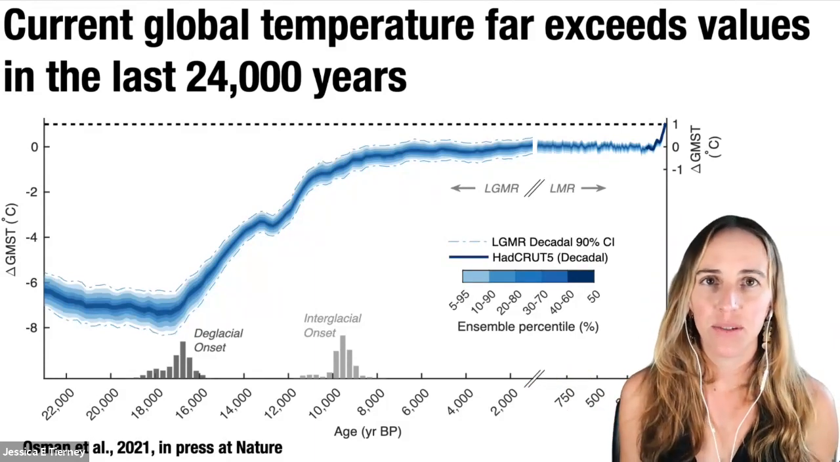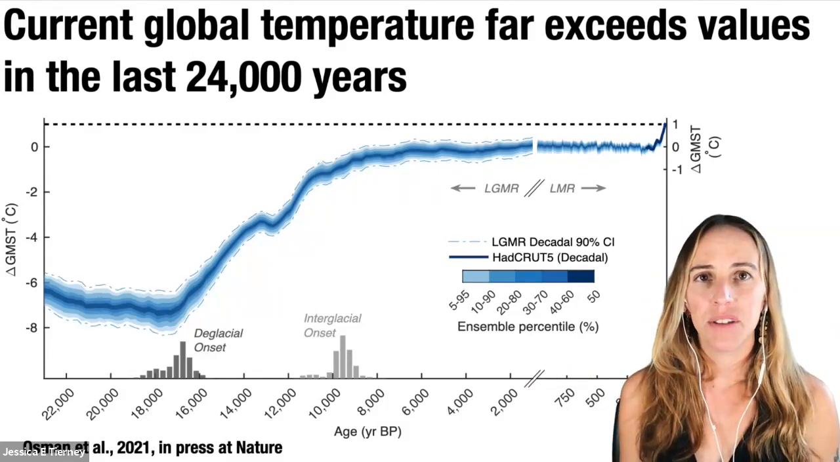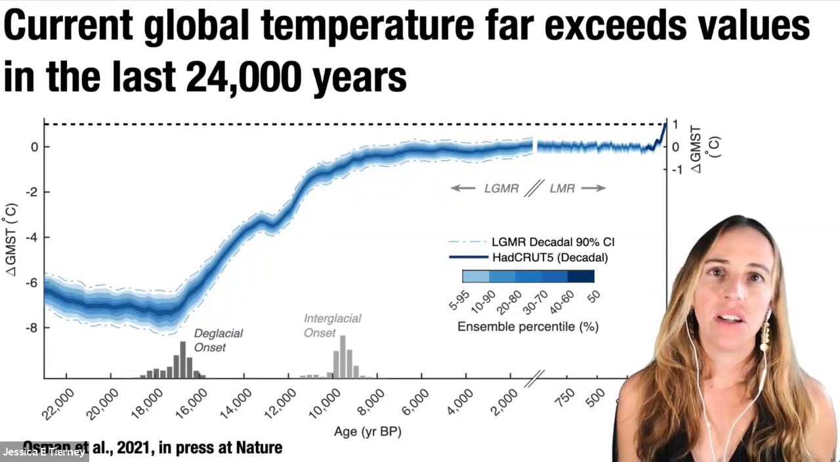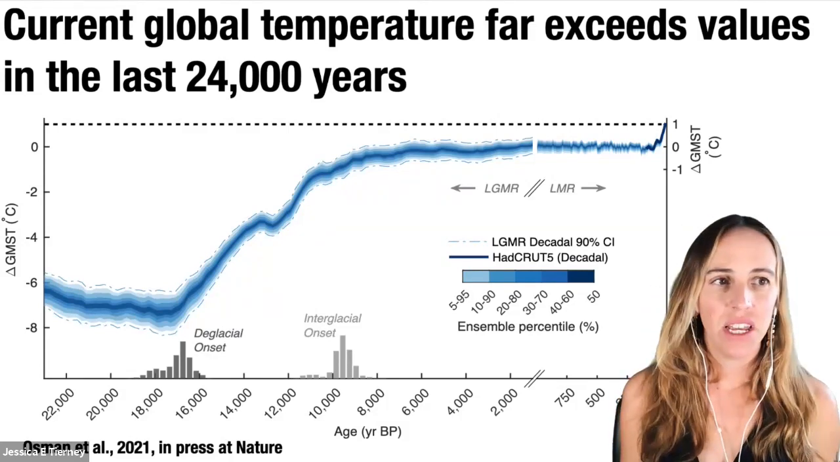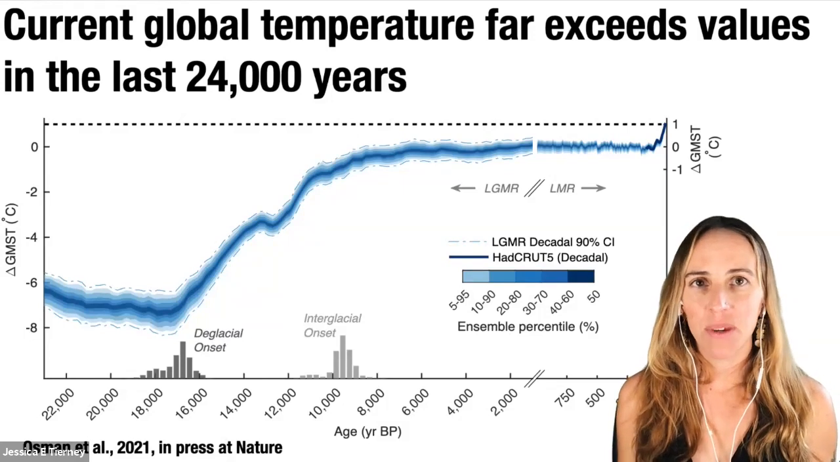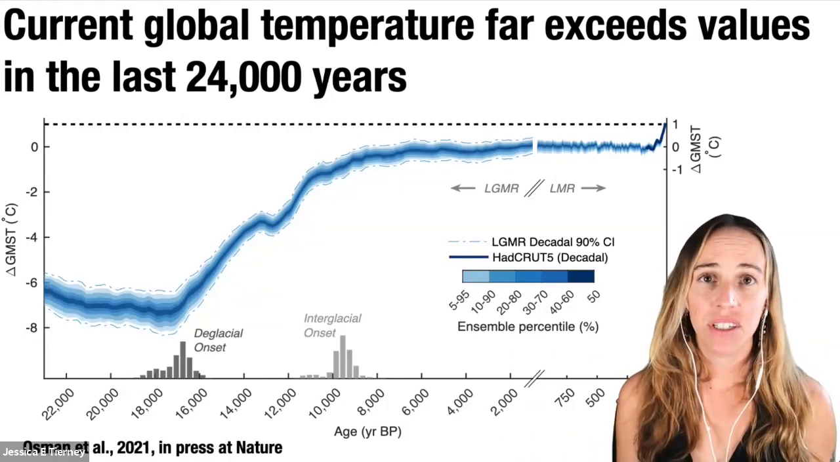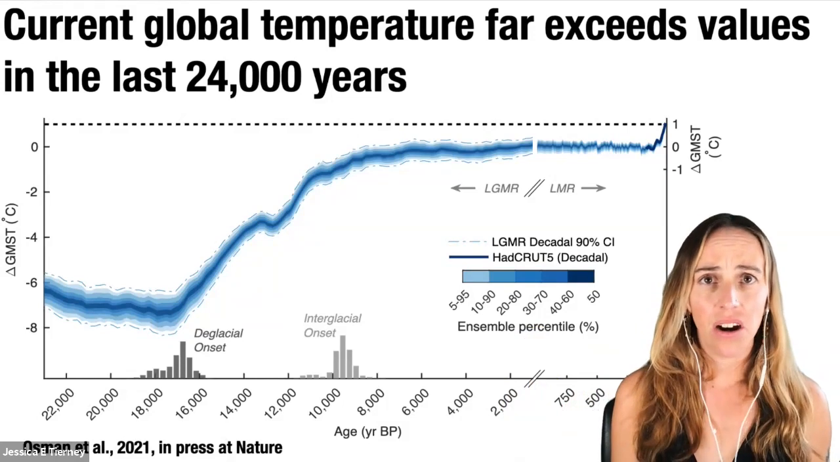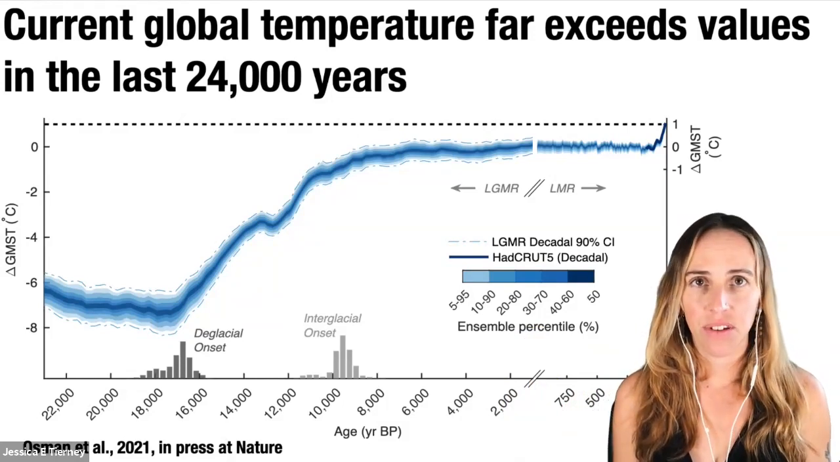This is an ensemble-based reconstruction. We have 500 member ensembles. We've sampled age uncertainty, all the proxy uncertainty, and so on. And any way you cut it, modern warming is far above this. So we can truly say that the current temperatures are unprecedented in at least 24,000 years.